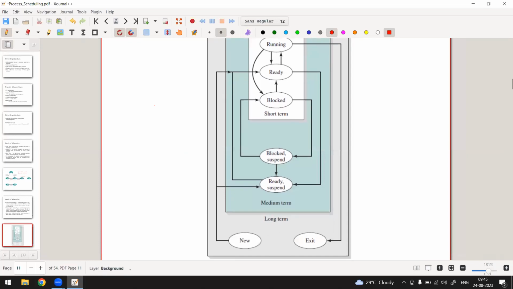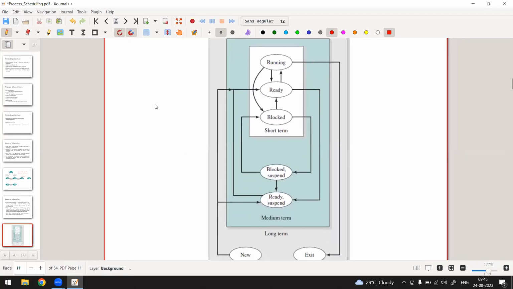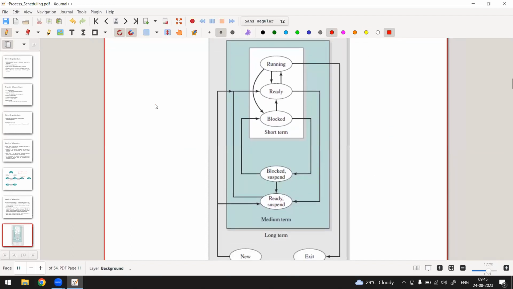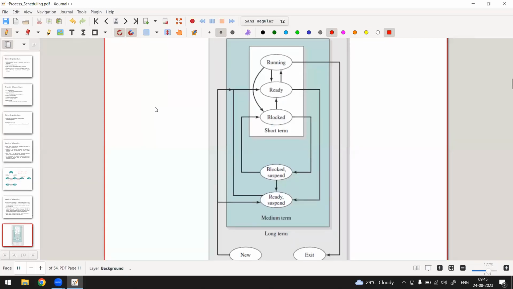So again, this is one more illustration of the levels of scheduling. As you can see, the long-term scheduler is at the outer levels, because it will only take the decision of when to create a new process, when to exit the current process. So that is the decision of the long-term scheduler.